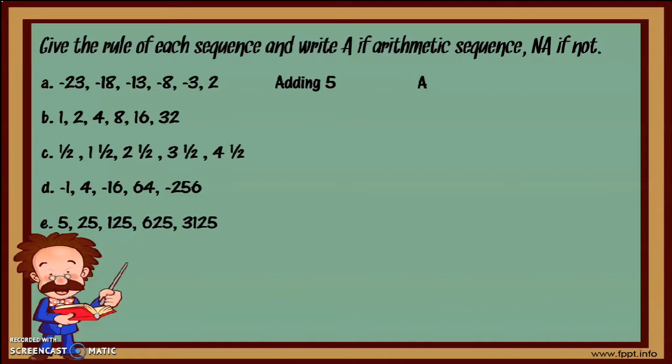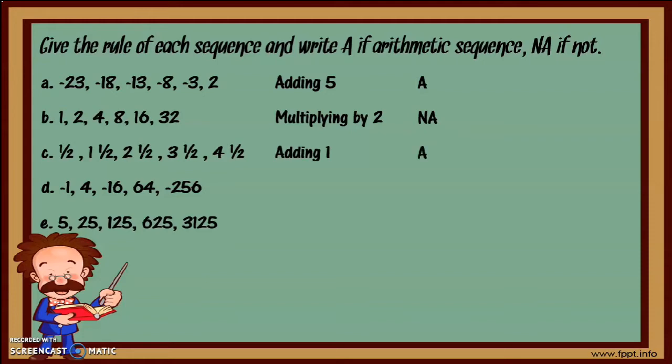Letter B, 1, 2, 4, 8, 16, 32. So the rule is multiplying by 2. Therefore, it is not an arithmetic sequence. Letter C, 1/2, 1 and 1/2, 2, 2 and 1/2, 3 and 1/2, 4 and 1/2. So the rule is adding 1. So therefore, it is an arithmetic sequence.